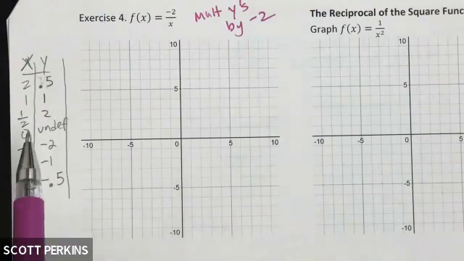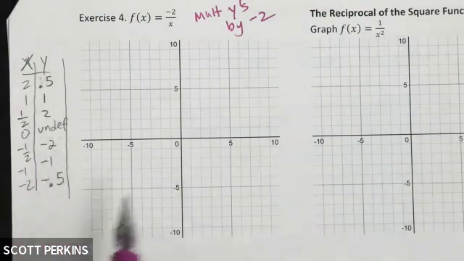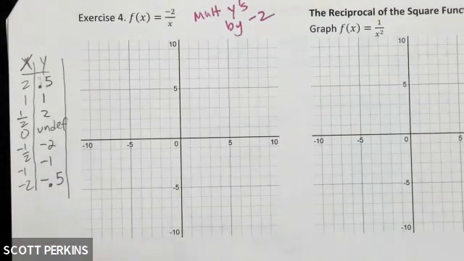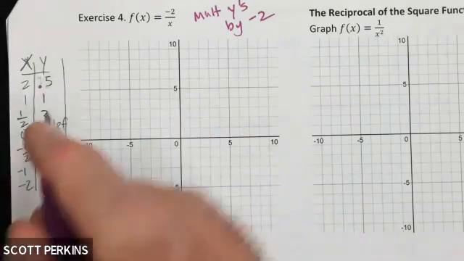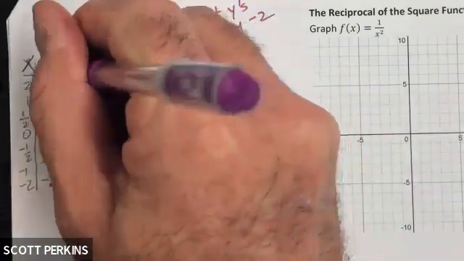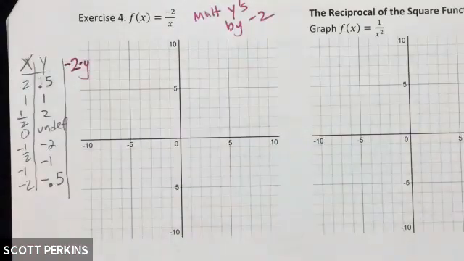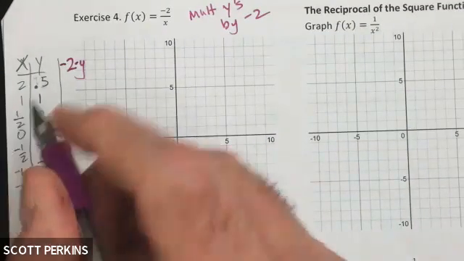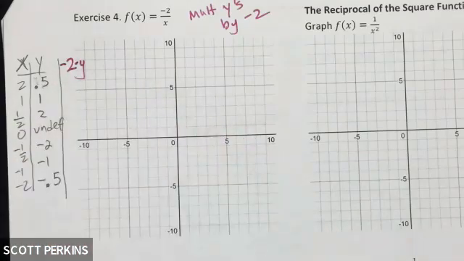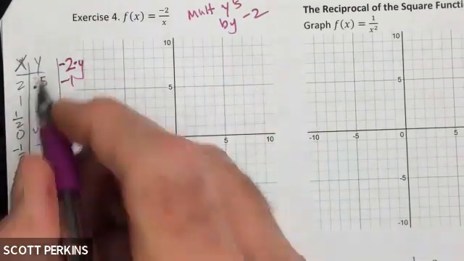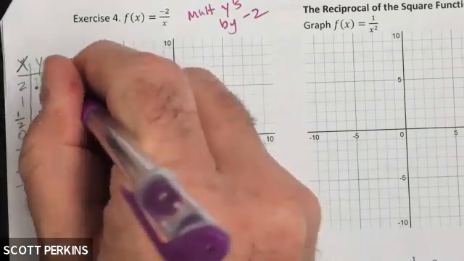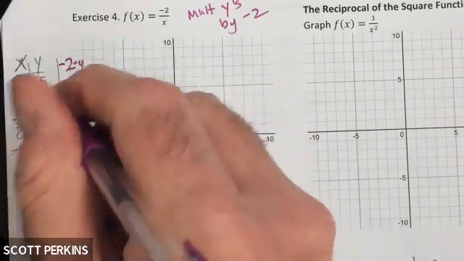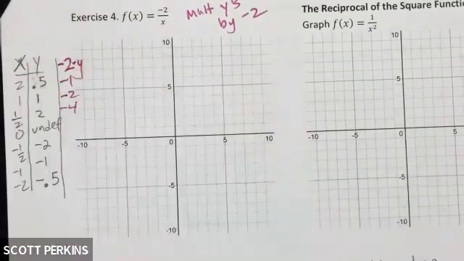Okay, so I've just reproduced my table again. If you're starting to remember those points, that's great. I've reproduced this because now I'm going to make a column for -2 times the y values. If you need to use your calculator, go ahead. -2 times 0.5 is going to give me -1. -2 times 1 is -2. -2 times 2 is -4.